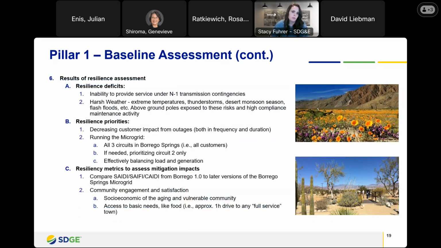Now, as we complete pillar 1, we look at our resilience assessment. The resilience deficit for the community is the inability to provide service under the N-1 transmission contingency. There's also, as I said, harsh weather in the region that makes it even more important that we support these communities in planned or unplanned outages. They also have above ground poles, which makes the community more susceptible to adverse weather than if it was underground. As we look to B, which is our resilience priority for SDG&E, we want to decrease the customer impact from outages. That includes both frequency as well as the duration of outages.